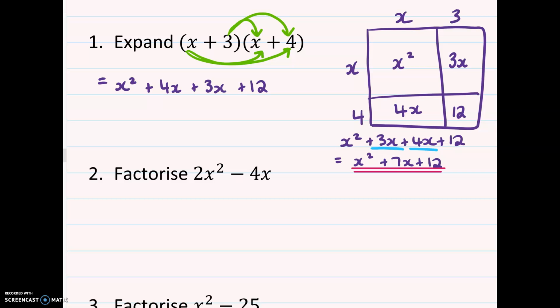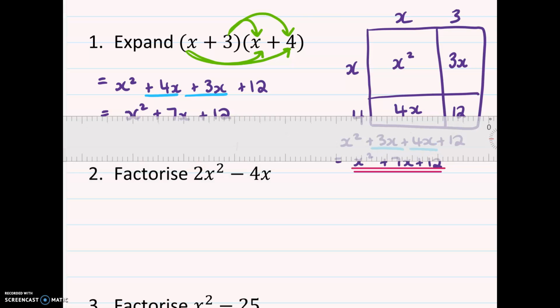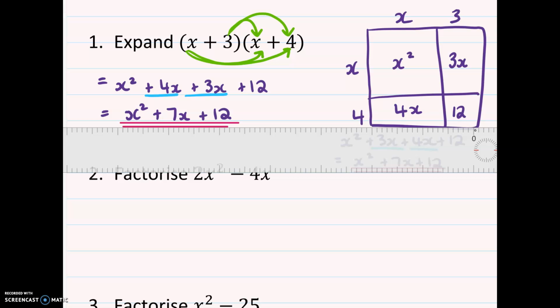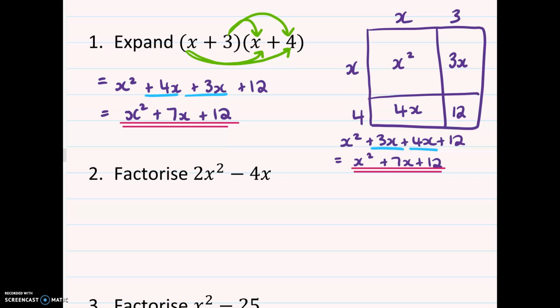You can use either. When you see this in your test later in the term, use whichever method makes the most sense to you. And then that final step. Often, not always, but often those 2 middle terms are like terms, so you put them together. So we have altogether 4x and 3x gives you 7 lots of x plus 12. So you get the same answer no matter which way you do it. Use whichever method makes the most sense to you. So that was expanding, which was getting rid of the brackets.